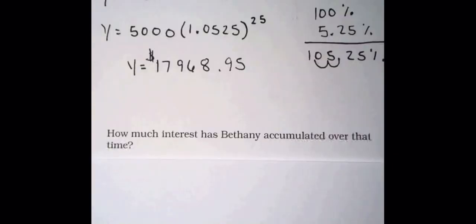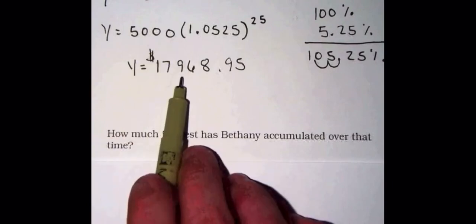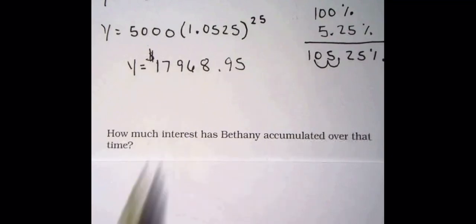The second part of our question states, how much interest has Bethany accumulated over that time? Since Bethany has not withdrawn or deposited any money during this time, all of the money earned is in the form of interest. If Bethany's initial investment was $5,000, and she now has $17,968.95, we simply need to subtract the values to figure out just the amount of interest that has been added.